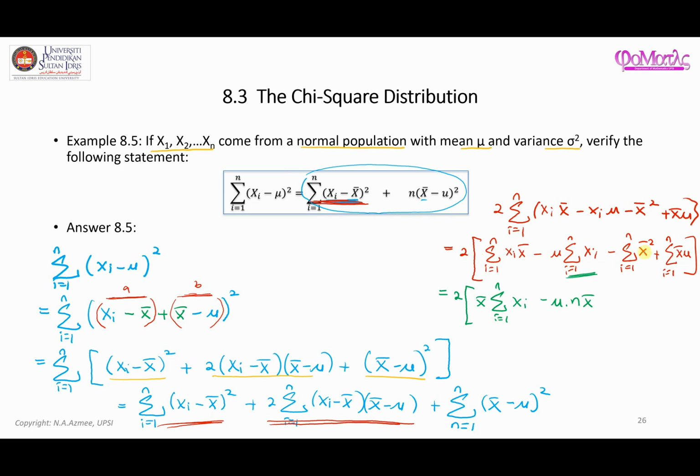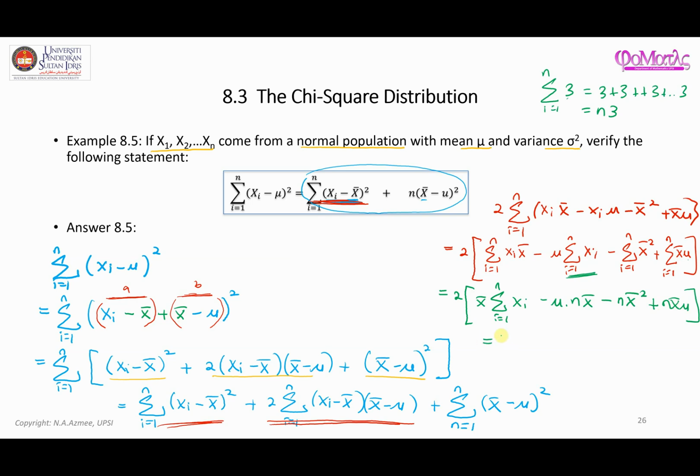Now x bar squared is a constant. So if you sum until n, the result is going to be n x bar squared. For example, if 3 is a constant, what's the process here? You have to add up 3 plus 3 plus 3 until n times, which is equal to n times 3. So again, x bar squared is a constant. If you have the summation process right next to a constant, the result is going to be n x bar squared. Similar to this one, x bar mu is a constant, so the result is going to be plus n x bar mu.